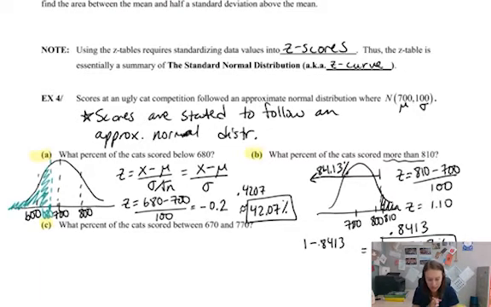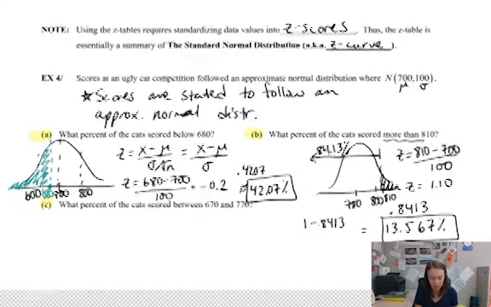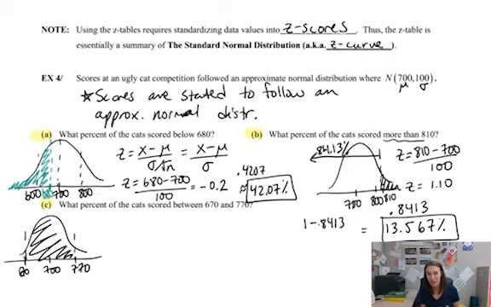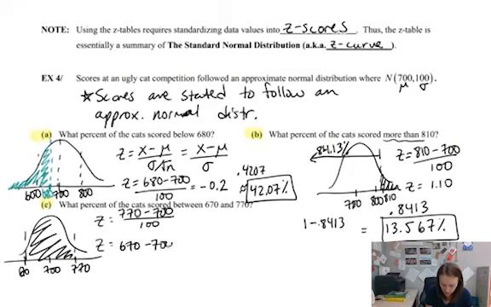All right, and then percent of cats that scored between two values. What we're going to do here, I'm going to draw a quick sketch. So I have 700, 770, and 670. So I'm going to have one positive and one negative z-score. I want the percent between them. I'm going to speed up here a little bit. So I'm going to do two different z-scores, one with the 770 minus 700 over 100, and the other one with the 670 minus 700 over 100. So I'm finding two separate z-scores. I'm going to get 0.7 and negative 0.3.